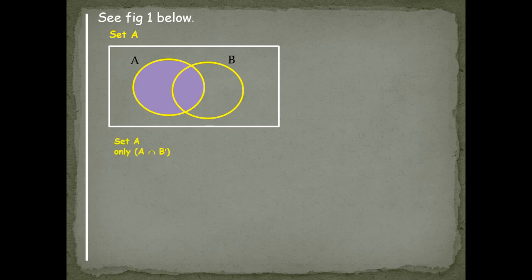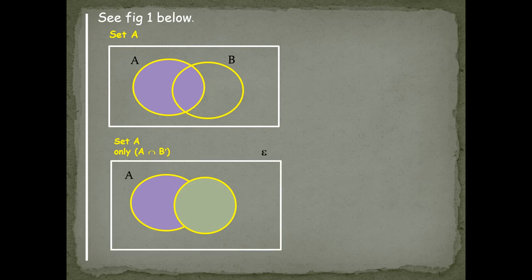So we have our two sets. Now, this shaded part here is what we call set A. Now let us compare these two. This is set A. The whole of this is set A. Now when I come to this part here, it is set A only. You can see the difference, that set A is different from set A only.